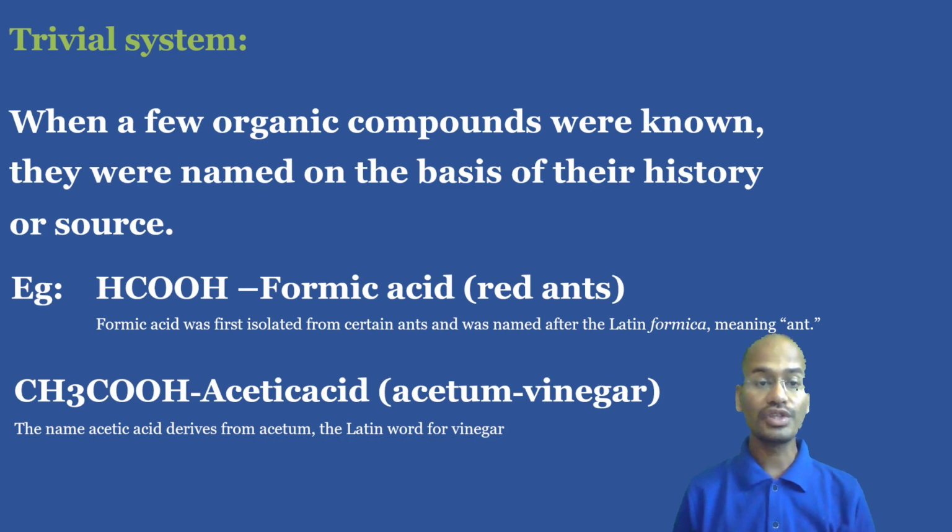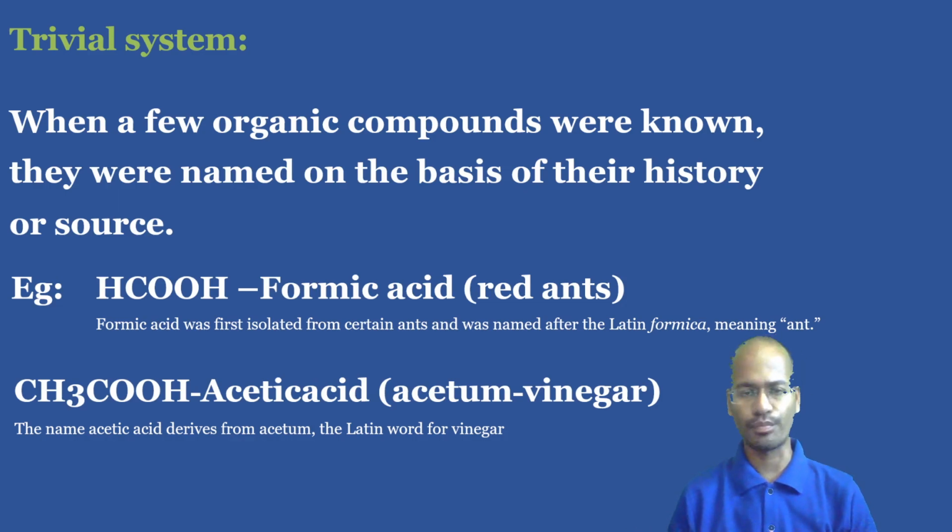And of course, this trivial system of nomenclature is not only applicable for organic compounds, it is applicable for each and every type of molecule, organic, inorganic, any chemical molecule. It's not like trivial names can be given only for organic molecules. It can be given for any chemical moiety. The concept will be the same, that is either history or source, or some other very important point related to that particular molecule. So with this, hope you understood what is a trivial system of nomenclature.